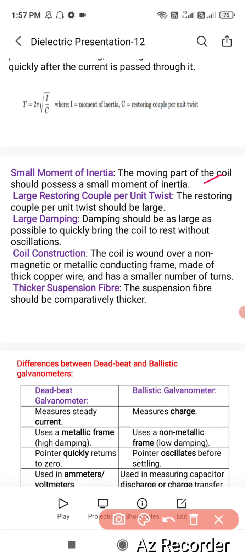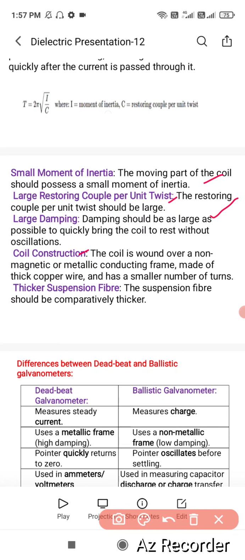Large restoring couple per unit twist: the restoring couple per unit twist should be large. Large damping: the damping should be as large as possible, to quickly bring the coil to rest without oscillations.